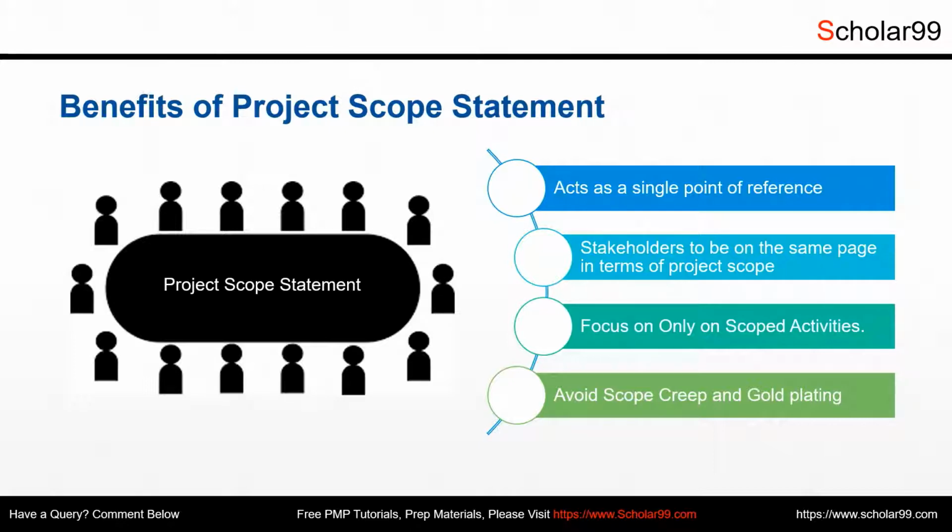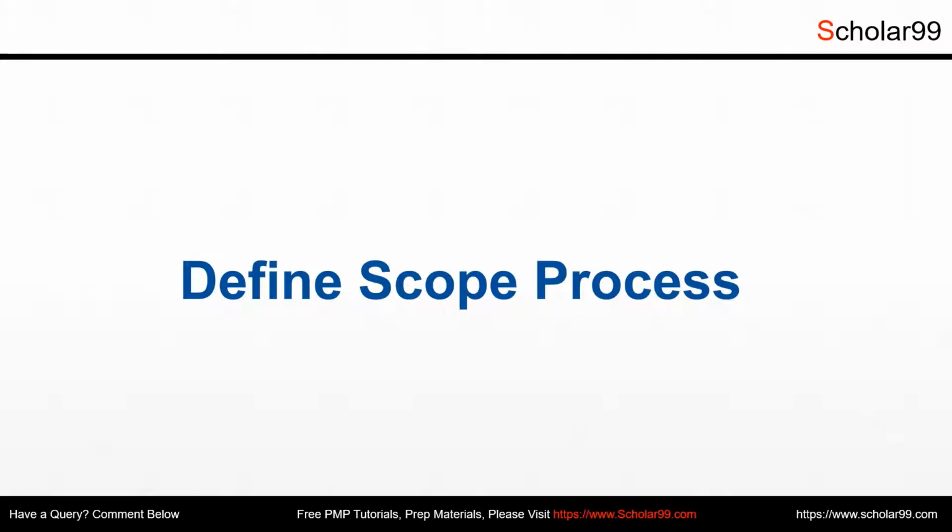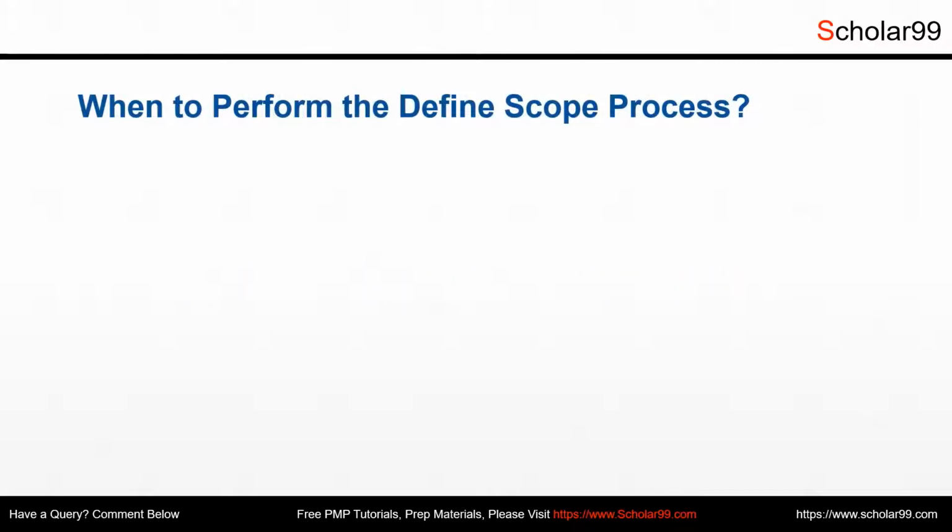Now let's look at the defined scope process. The defined scope process is part of project scope management knowledge area and planning process group. When to perform the defined scope process? If I put the same question in a different format, what are the inputs or dependencies for defined scope process?